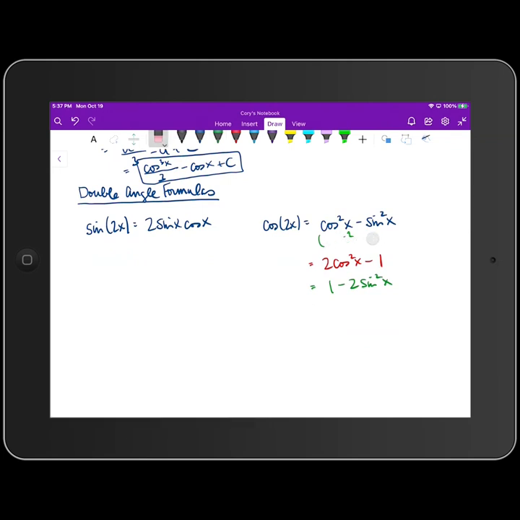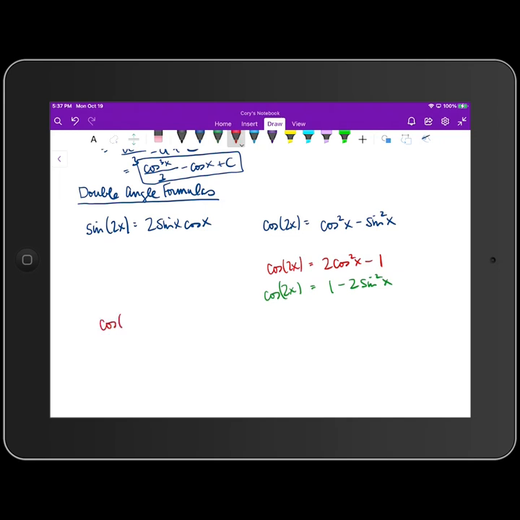Okay, now what we're going to do for these two equations is we're going to take these two equations here and we're going to isolate the trig function squared. Oops, sorry, this should be cosine of 2x. Okay, so when I isolate my two trig functions squared, I'm going to do the equation in red first.